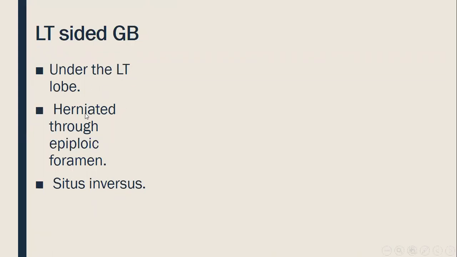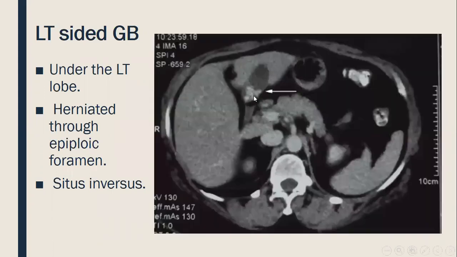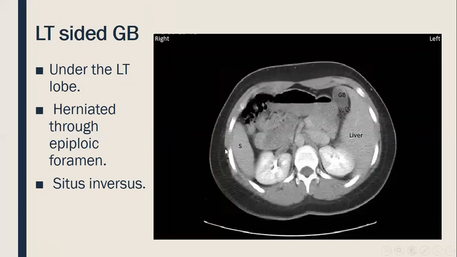This is maybe have a mesentery and herniated through the epiploic foramina, or maybe a type within a part of the situs inversus. As we say, a gallbladder under the left lobe of the liver. There's another case with the gallbladder under the left lobe of the liver versus where there's the liver and gallbladder on the left side, while the spleen on the right side.